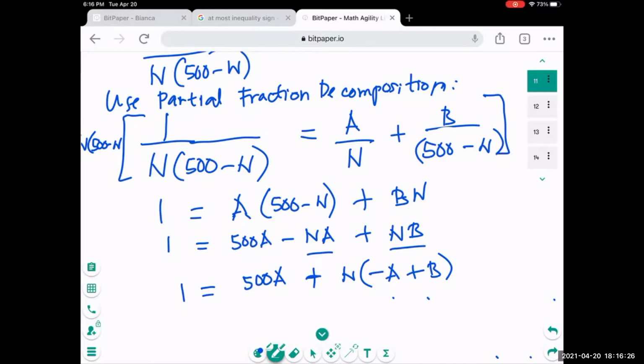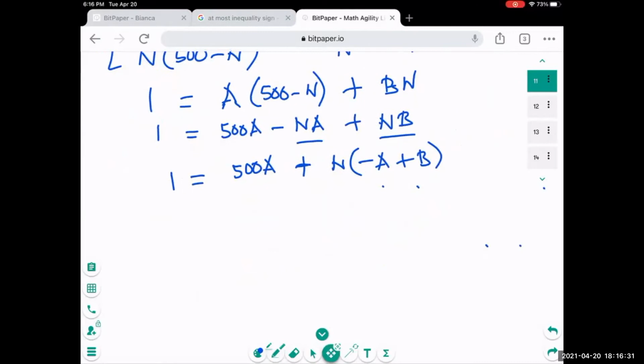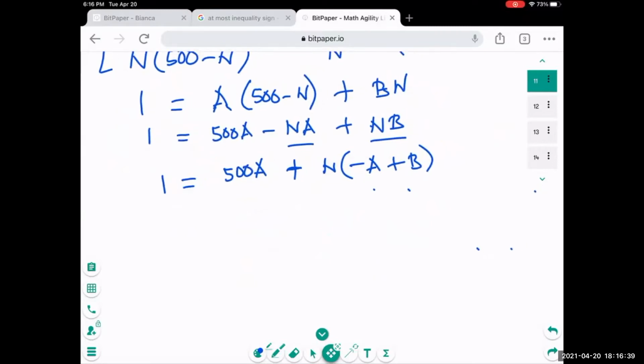Can you see this? Let me just scroll it up. So let's compare all the coefficients from the left-hand side and the right-hand side. We can see that 500A would be equal to 1, which is the constant. So we can solve for the value of A. A would be equal to 1 over 500.